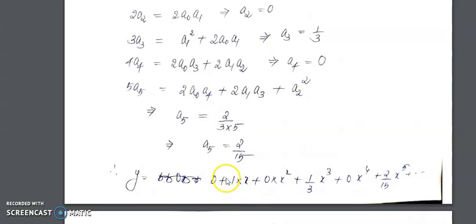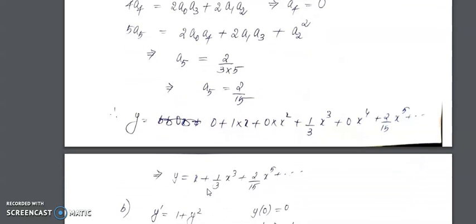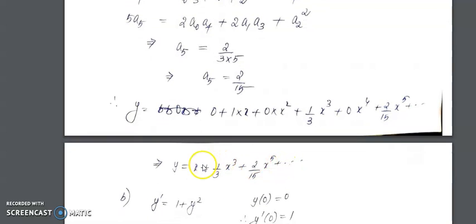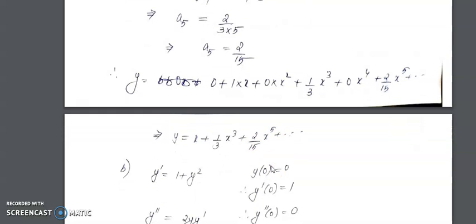So substituting the terms, we have obtained values till a5. Upon substituting, you will get y equal to x plus 1 by 3 x cube plus 2 by 15 x raised to 5. Now here, y equal to tan x is already a solution. So therefore tan x will be x plus x cube by 3 plus 2 by 15 x raised to 5 plus etc. Please write that step also.